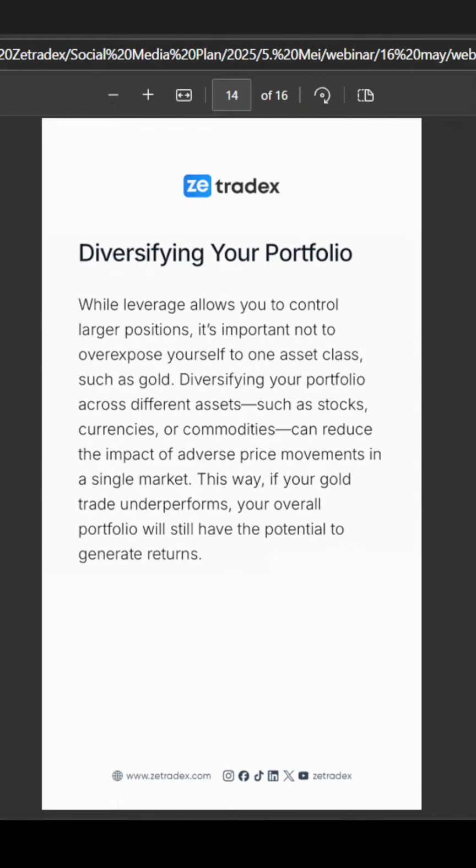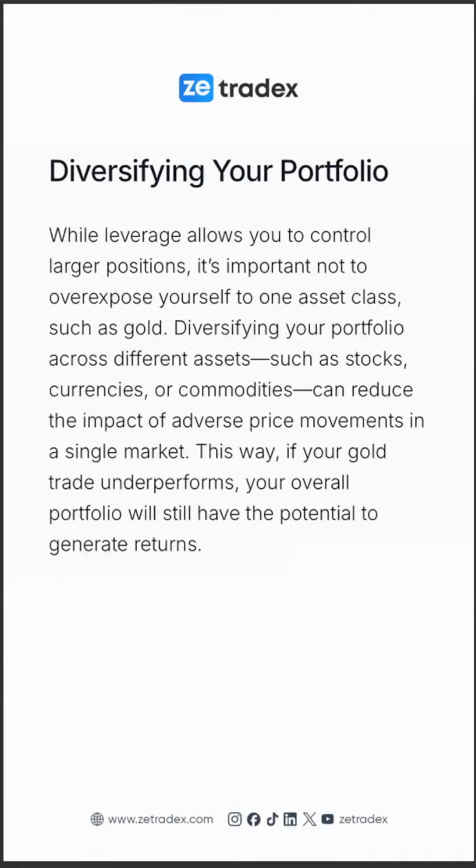Diversifying your portfolio. Now, while leveraging allows you to control larger positions, it's also important not to overexpose yourself to one asset class, such as gold. Diversifying your portfolio across different assets, such as stocks, currencies, or commodities, can of course reduce the impact of adverse price movements in a single market. And this way, if your gold trade underperforms, your overall portfolio will still have the potential to generate good returns. Okay, so it's ideal you always learn how to diversify your portfolio. Next page, please.